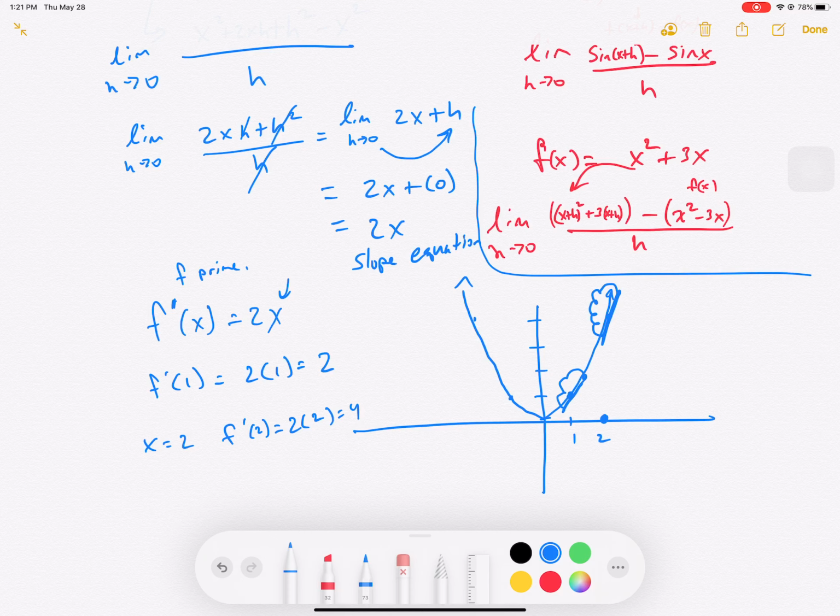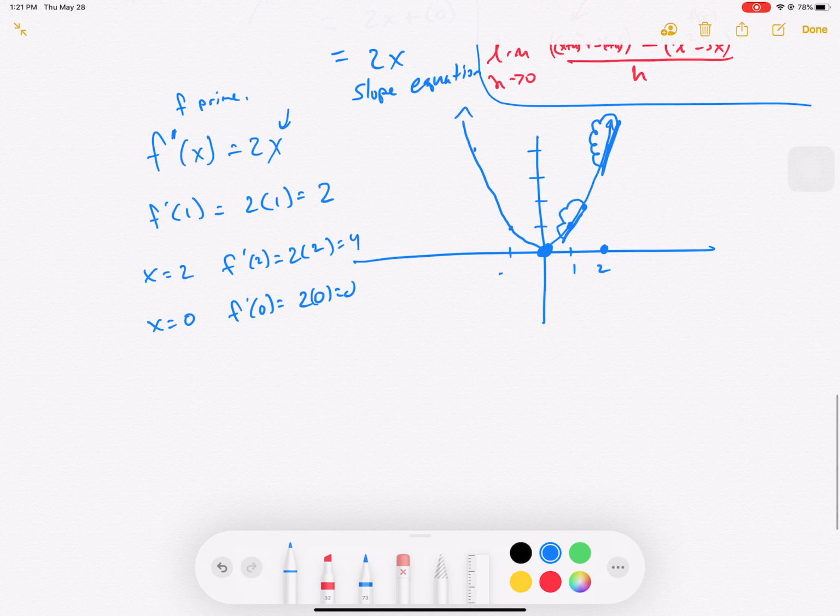What is the slope at 0? What is f prime at 0? 2 times 0 is 0. Look at the slope at 0. That is a horizontal line. That is the slope of 0. Totally predicted that one. What is the slope at -1? X is -1. F prime of -1 is equal to 2 times -1, which is -2. Take a look here. This is a negative slope, -2 over 1.